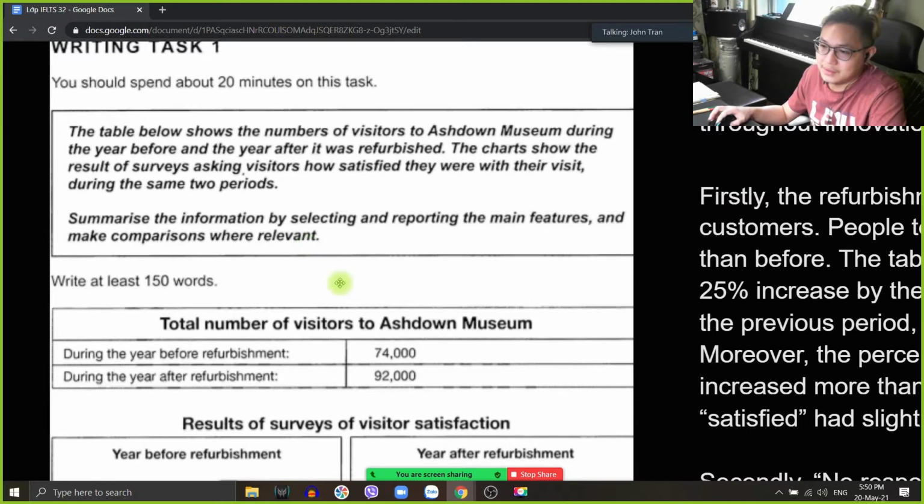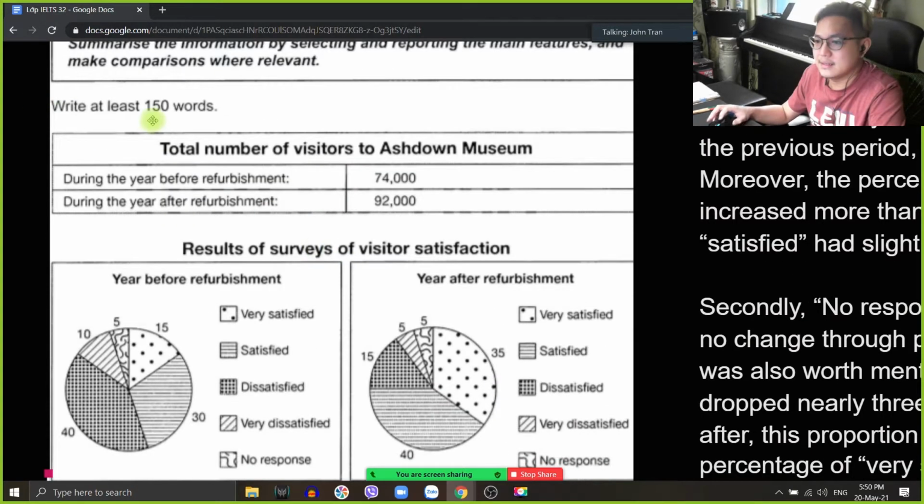Alright, let's look at this one. Write at least 150 words. And you can see here for yourself.